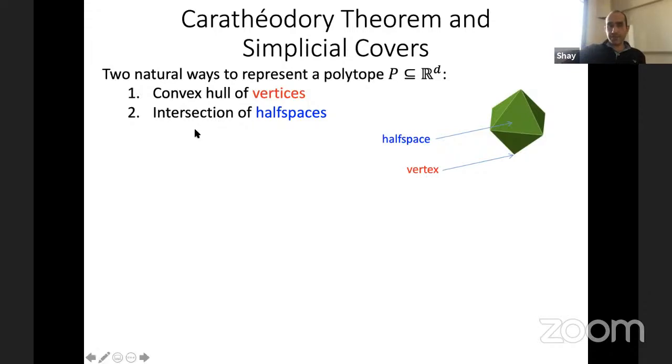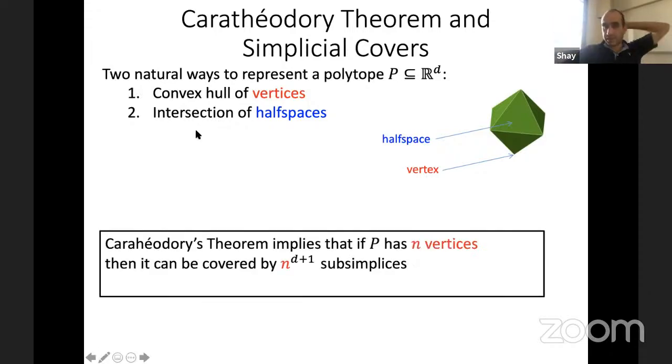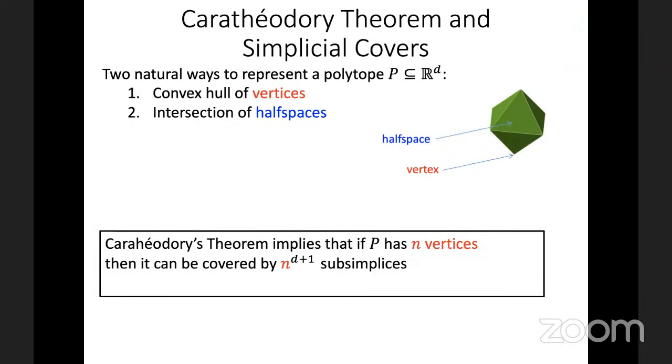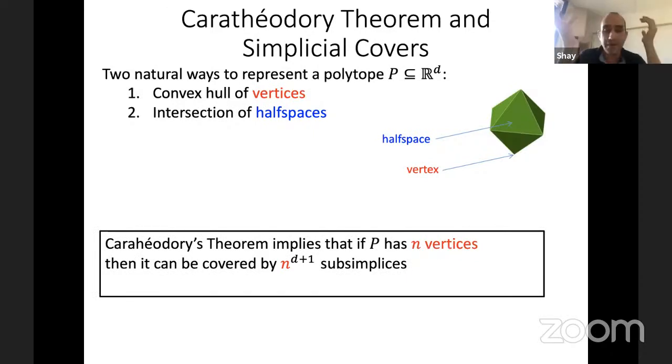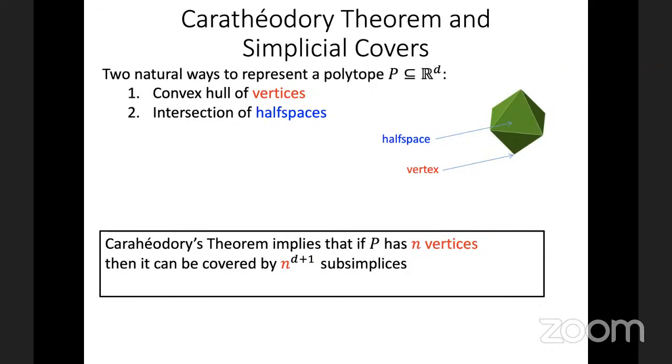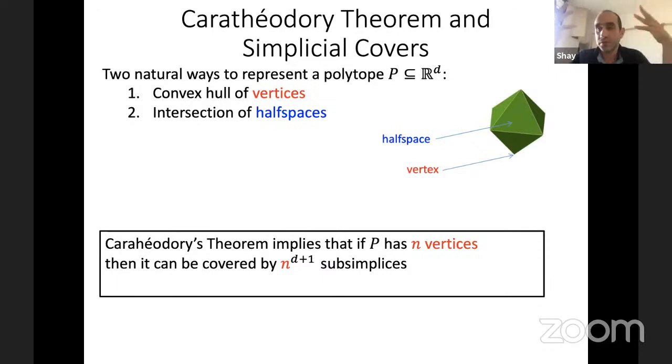And if you think about it, the standard Carathéodory theorem implies that if P has n vertices, then you can cover P by n choose d plus 1, or roughly n to the d plus 1, subsimplices, right? So if the polytope has a simple short description in terms of a few vertices, then it can be covered by a few simplices.